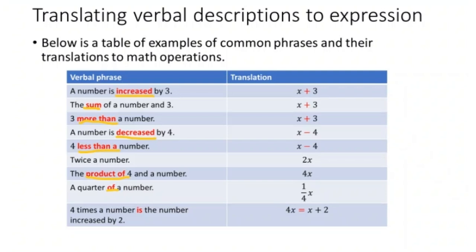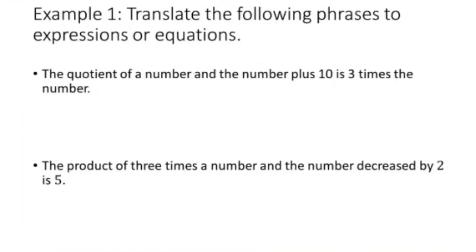Lastly, from verbal phrases, we can make equations. The key word for an equation is the word is. The is representative of the equal sign. So 4 times a number is the number increased by 2, which means 4 times a number equals the number increased by 2, or 4x equals x plus 2. Now we're going to translate the following phrases into either expressions or equations.